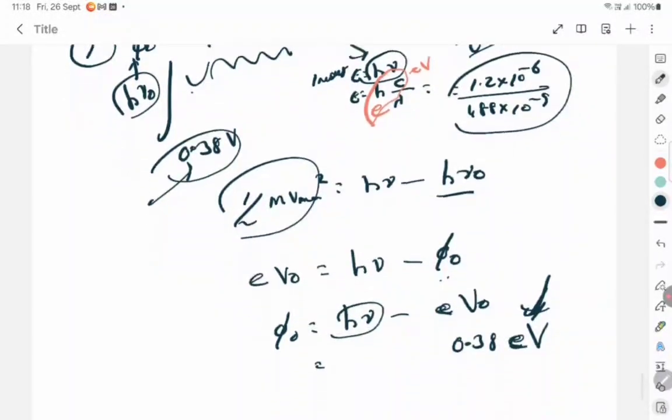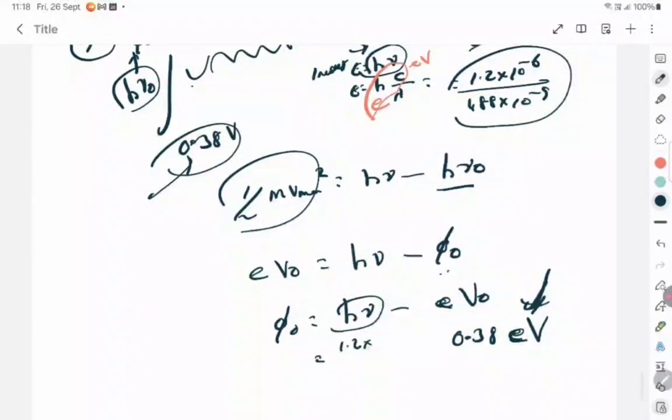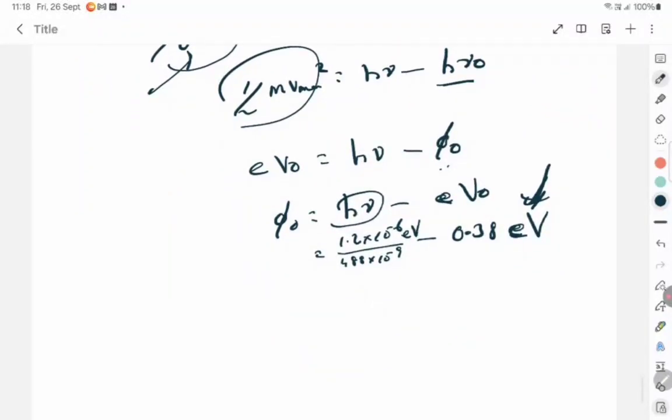So this is the value. I'll plug it in here. So that will be in electron volt only. So 1.2 into 10 to the power minus 6 by 488 into 10 to the power minus 9 minus this, both of them in electron volt. So when you subtract, you'll get the last answer also in electron volt, which turns out to be 2.17 electron volt. Just multiply this using a calculator and see, or even do it manually, however you want. Make sure that you get this electron volt subtracted.